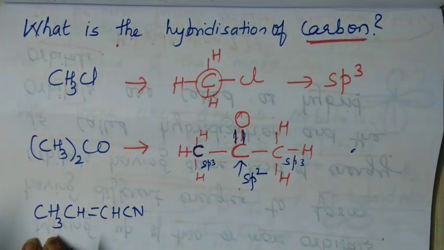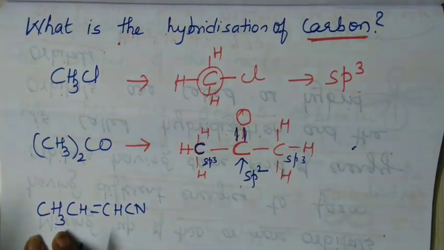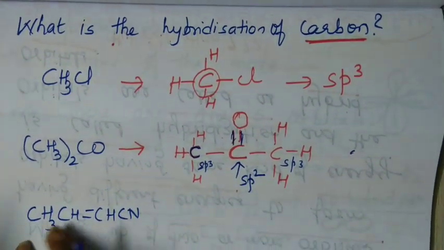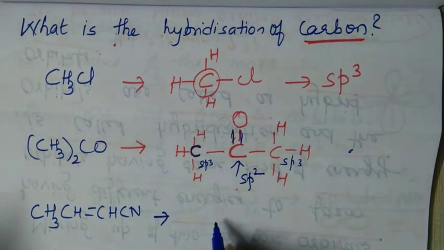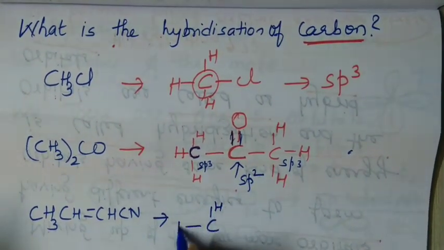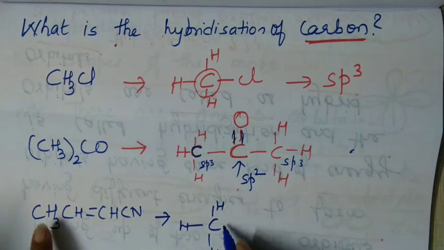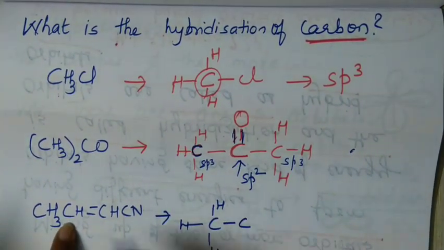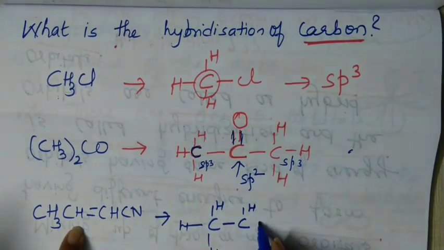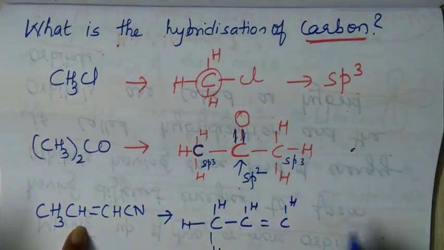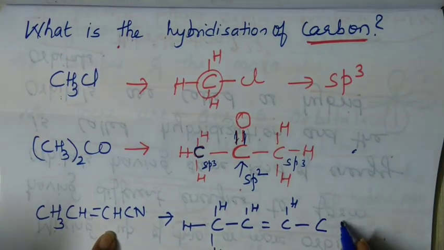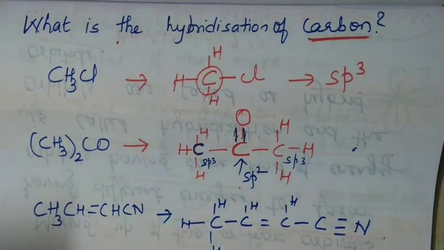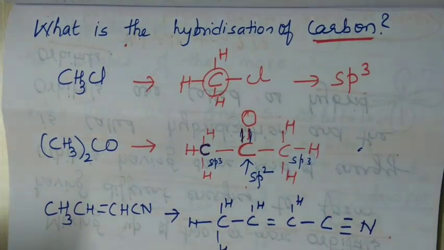So CH3 means how many bonds? 4. Between carbon and hydrogen 3 bonds. Carbon and carbon 4 bonds. Anyway I shall write CH3. Then all the 3 hydrogens I have shown. Bond is between carbon and carbon. Then hydrogen, double bond, CH. Then I have C. Between carbon and nitrogen there are 3 bonds. You need to remember this also.